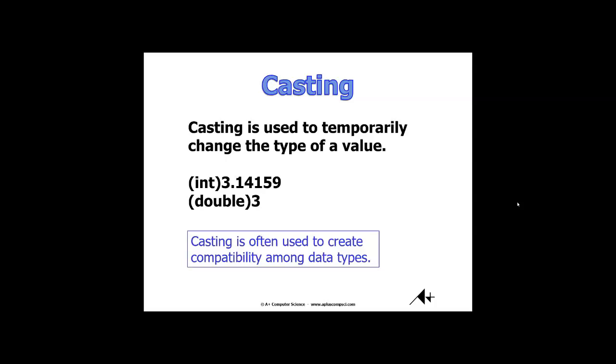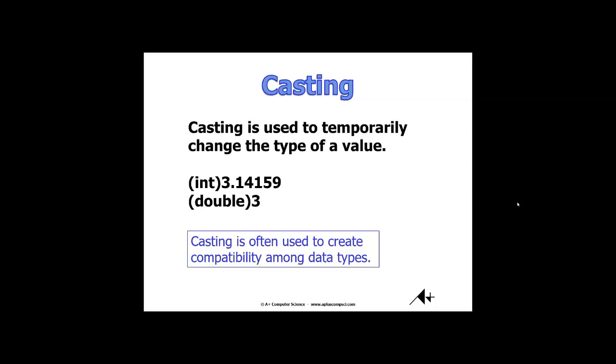Casting. Casting is what you use. It's not what you put on your leg when you hurt yourself. I mean, that's a joke that we make whenever we're talking about casting. But casting is where you temporarily convert a value. So in this case, we've got pi, 3.14159. We cast it to an int. That makes it temporarily just give us the 3. It basically just lops off all the decimals, and we don't have to deal with that for the time being.